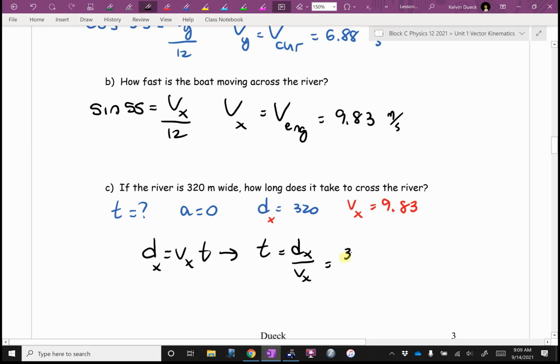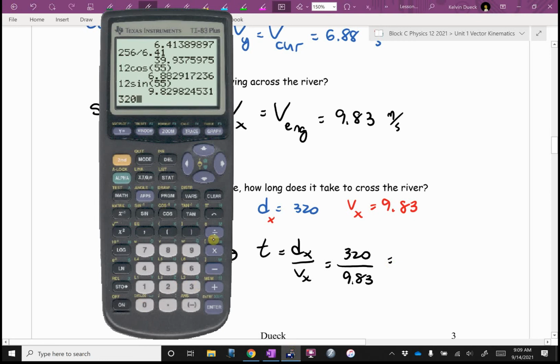It's going to be 320 divided by 9.83. Divided by, haha, answer button. And I get 32.6.